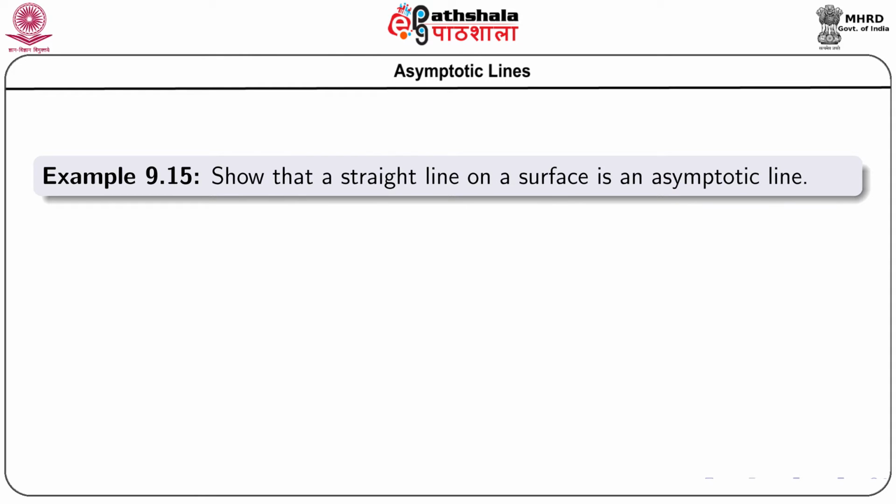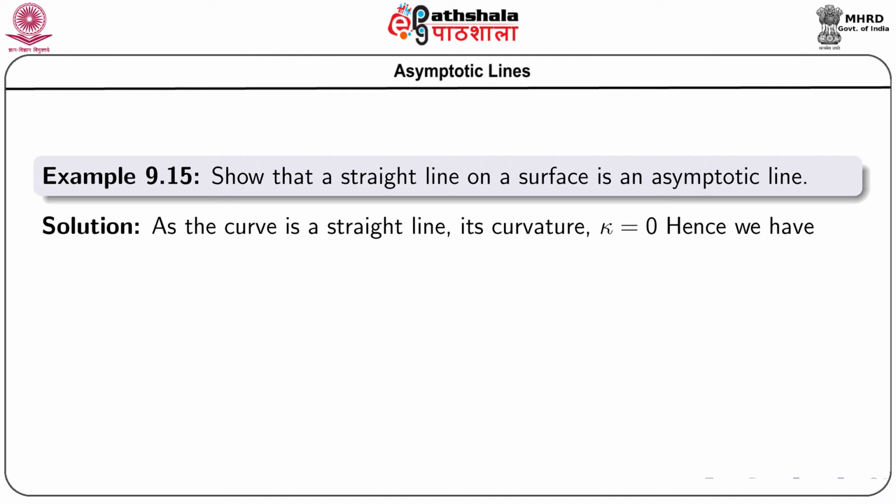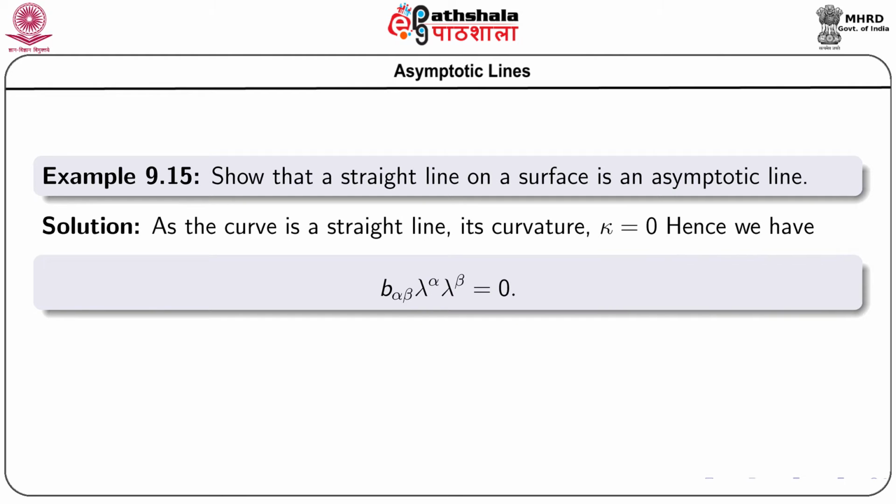Now, let us see an example that a straight line on a surface is an asymptotic line. As the curve is a straight line, its curvature kappa is 0, and hence we have b alpha beta lambda alpha lambda beta equals to 0. Thus, the straight line is an asymptotic line. So, it is a very obvious example that the straight lines on a surface are the asymptotic lines.